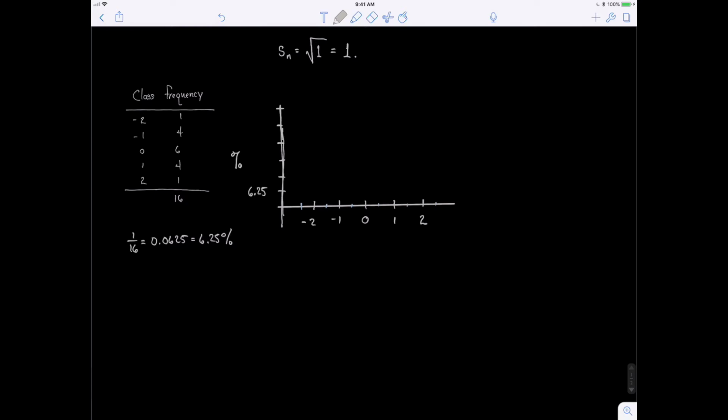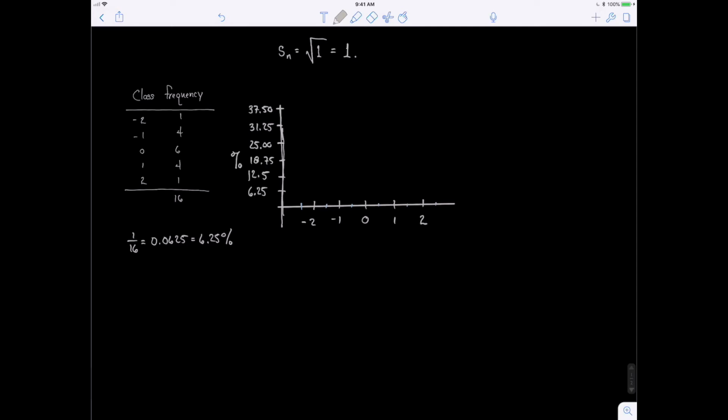So then if I go to the next one, that's going to be 12.5% of the data. So we'll go 12.5, and then 3/16 is going to be 18.75%, and 25%, 31.25%, and finally our last one is going to be at 37.50%. So here we go.